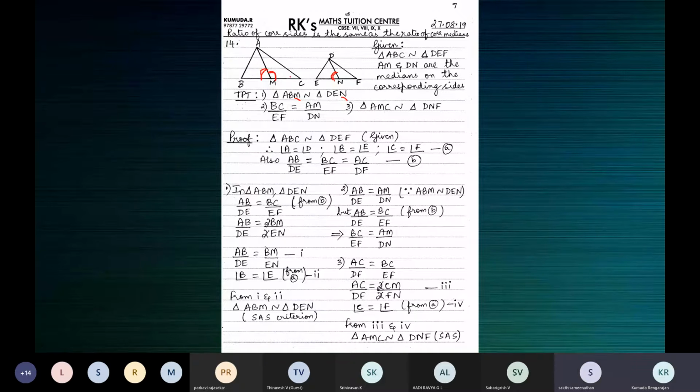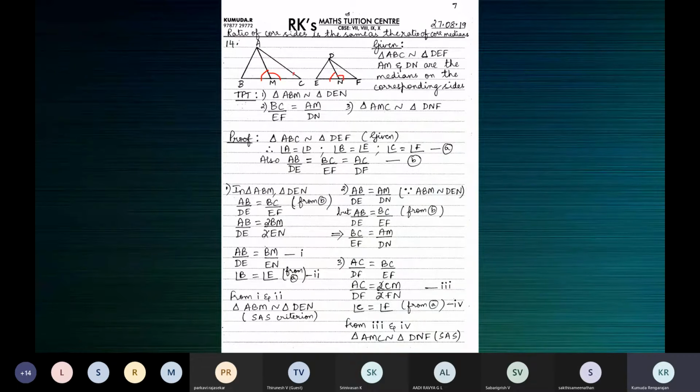I'm saying these two angles are equal, say they are 70 degrees. What will be the measure of this angle? 110. What will be the measure of this angle? 110. That means, because they form a linear pair, when this angle is equal to this angle, this angle will be equal to this angle.